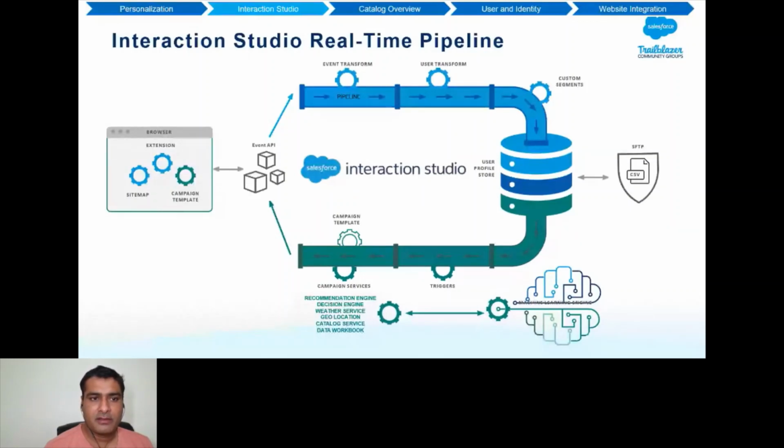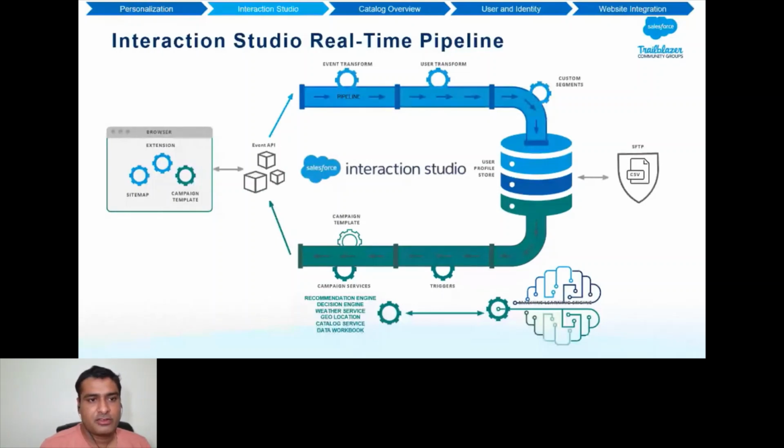So how it typically works is that on your browser, you will be installing an extension called Evergage Launcher and defining your sitemap and campaign templates. Once you define all of that setup, let's say you have installed this beacon in Evergage Launcher, defined your sitemap and defined your campaign templates, then users start coming to your website. And a user coming is an event. We'll call it an event.